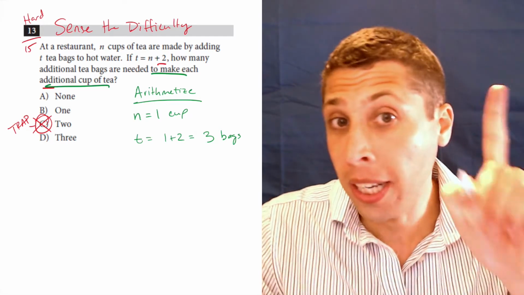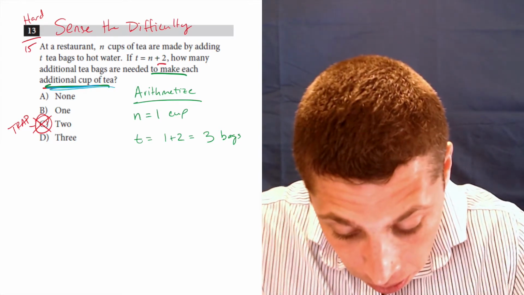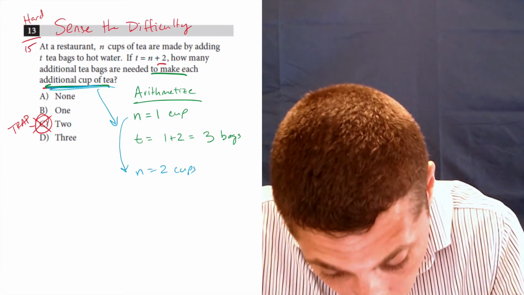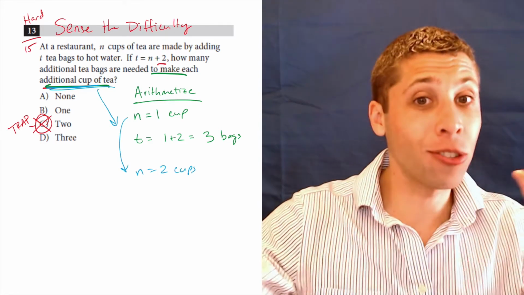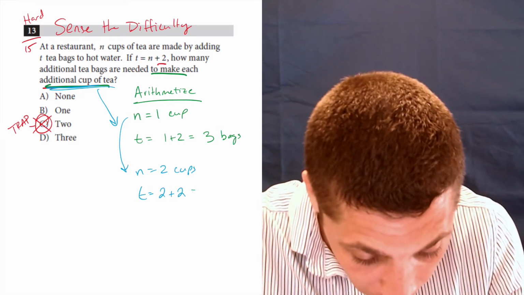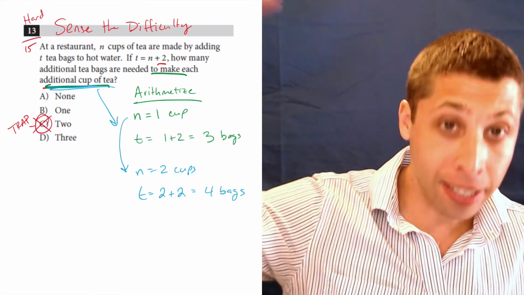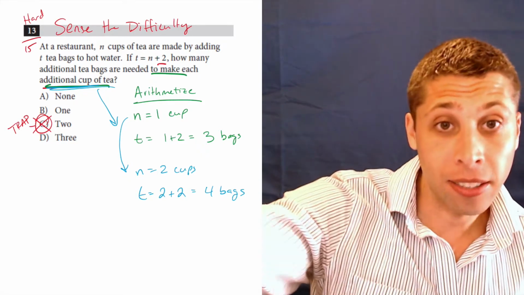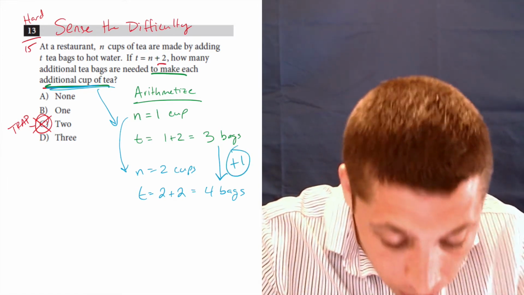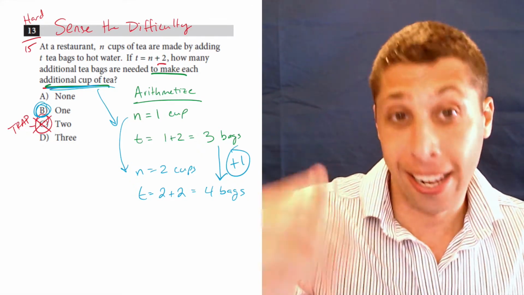So we made 1 cup. We need to make an additional cup, right? So let's make now 2 cups, right? 1 additional cup, following the instructions. Now, in order to do that, I would need to plug in 2 for n, and I would end up with 4 bags of tea. So how many additional tea bags did it take to make 1 additional cup of tea? Well, the difference between 3 and 4 is 1, and 1 is an answer. And it is the answer.